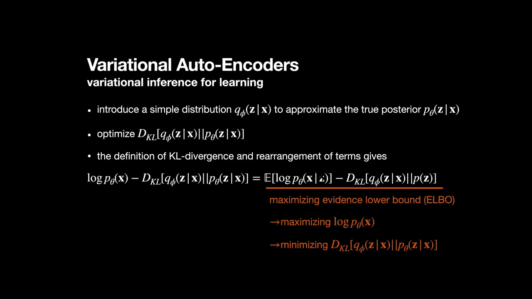Following the definition of the KL divergence and rearranging the terms a little bit, we arrive at the following formula, which says that optimizing the two terms on the right-hand side effectively optimizes the left-hand side, which is the log likelihood of the data with respect to the parameter theta, and also minimizes the KL divergence that we originally wanted to optimize. Eventually our objective function becomes the two terms on the right-hand side, which is also called the evidence lower bound, ELBO.